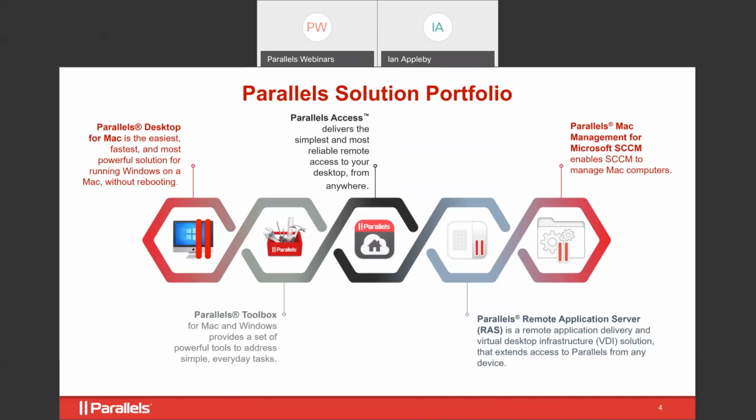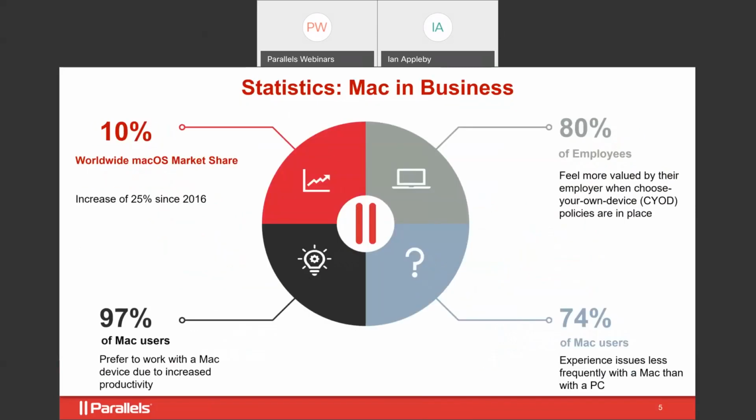We also have Parallels Access, which allows you to access your desktop from anywhere. And in these difficult times, when it's not always possible to get to your office, then Parallels Access is a great tool. And we have two enterprise softwares as well. Remote Application Server, which is a great remote application delivery and VDI solution. And Parallels Mac Management, which is actually a plugin for Microsoft Config Manager. And it allows IT admins to control their Mac computers under the same pane of glass and with the same infrastructure as they control their Windows estate. So that's the breadth of the portfolio.